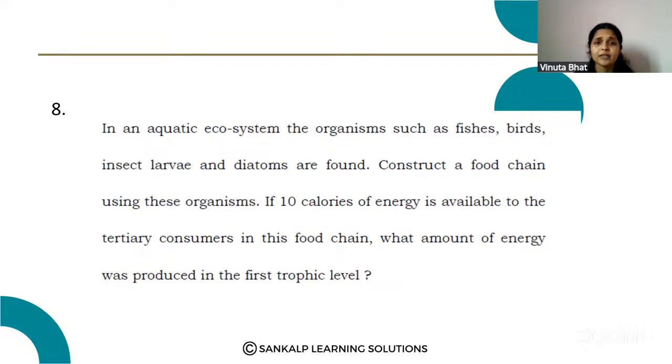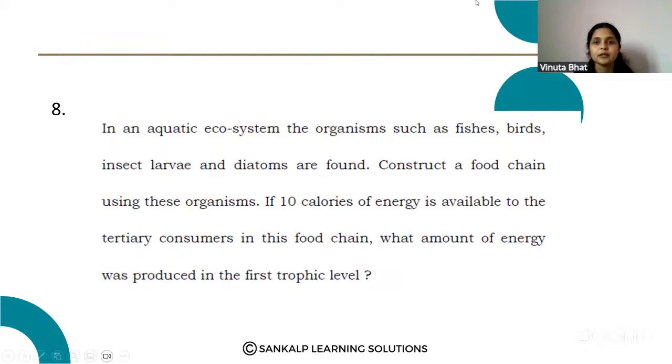In an aquatic ecosystem, the organisms such as fishes, birds, insect larvae, and diatoms are found. Construct the food chain using these organisms. If 10 calories of energy is available to the tertiary consumers in this food chain, what amount of energy was produced in the first trophic level?